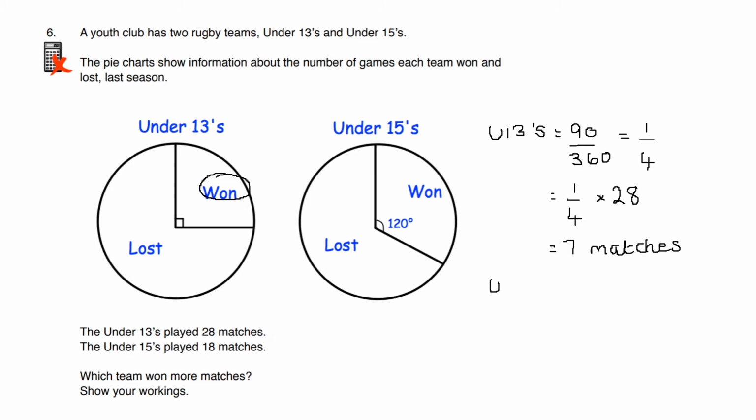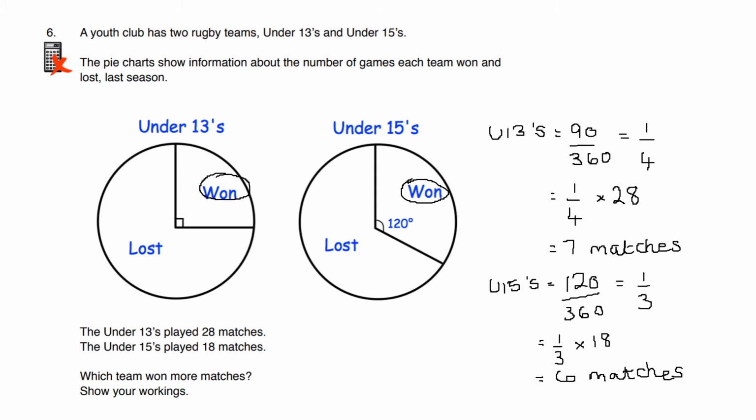Now let's have a look at the under 15s. So the sector of their pie chart that represents the number of matches that they won is 120 degrees. So the fraction of matches that they won is 120 over 360, because there are 360 degrees in the whole pie chart, and that will give us 1/3. So they won 1/3 of 18 matches. So I'm going to do 1/3 times 18, and that will give me 6 matches. So the under 13s won 7 matches, so the under 13s won more matches.